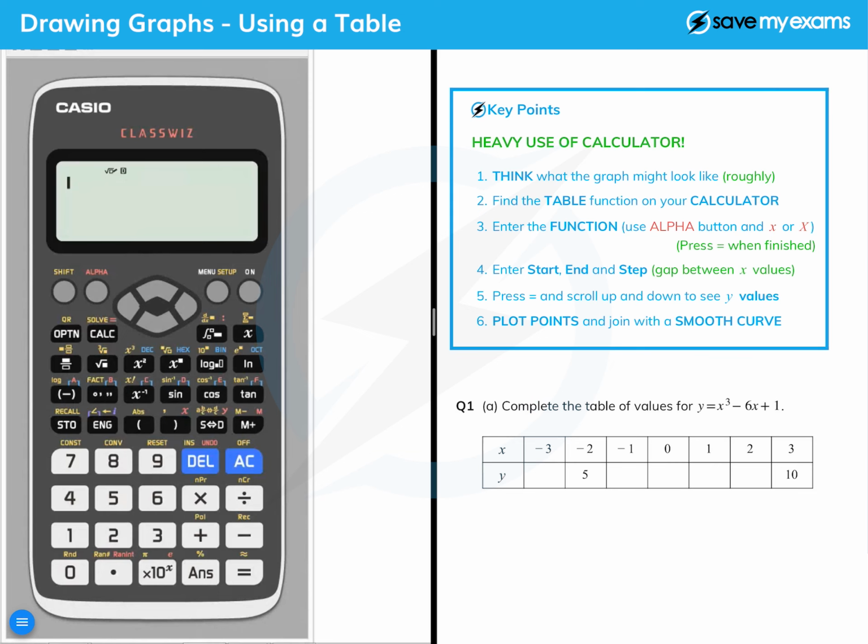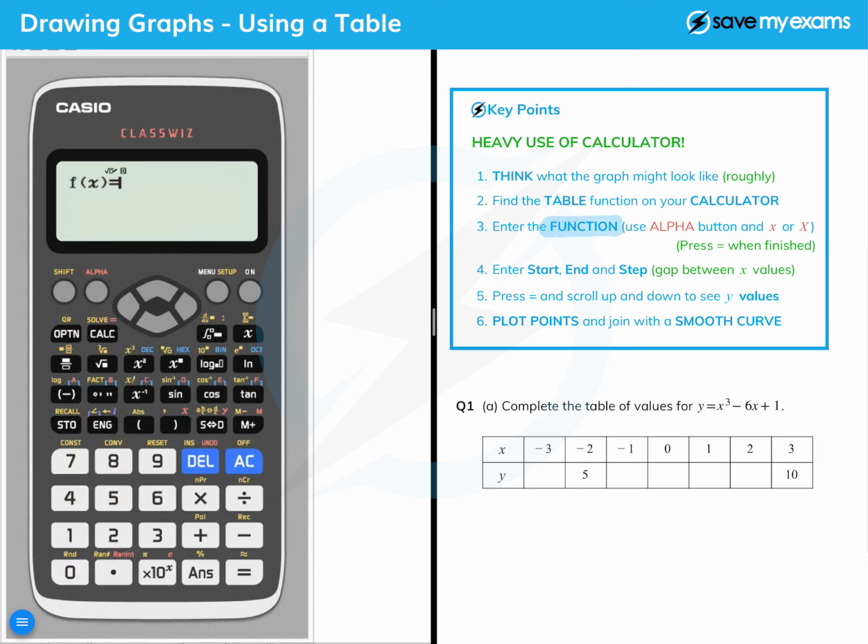Well, it asks us to complete a table of values. If it doesn't, and it just says draw the graph, then create a table. So we find the table function on our calculator. Now it's usually under menu, so I'm going to go to menu. It's not immediately obvious there, so I'm going to scroll down and scroll down again, and there it is. On some calculators, it's easier to find than that. So I press 9, and I go into the table function.